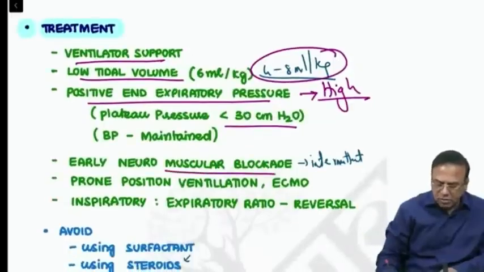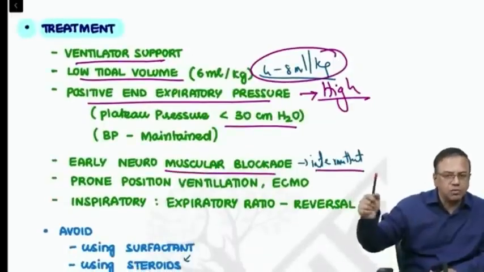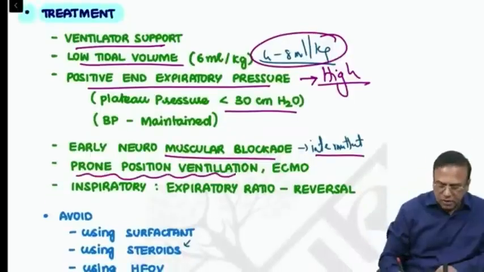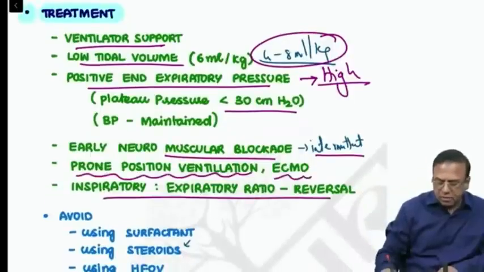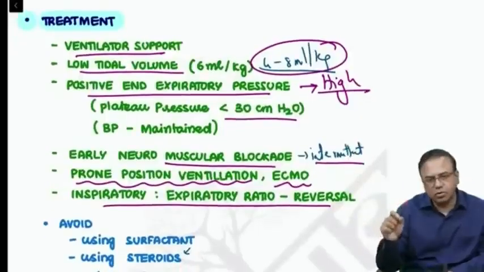Early neuromuscular blockade we used to do earlier. Now we're doing intermittent neuromuscular blockade. We start early, but we do intermittent, not continuous. We go for prone position ventilation and ECMO, and we reverse the inspiratory-expiratory ratio. All these are management in ventilator that you should know.